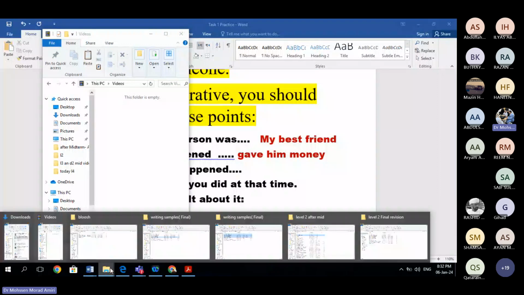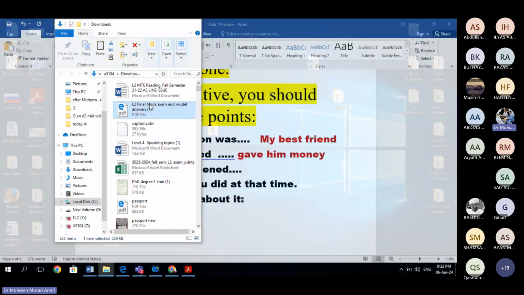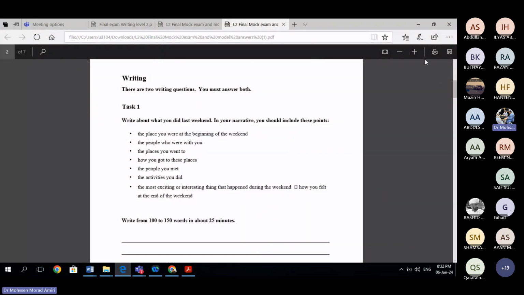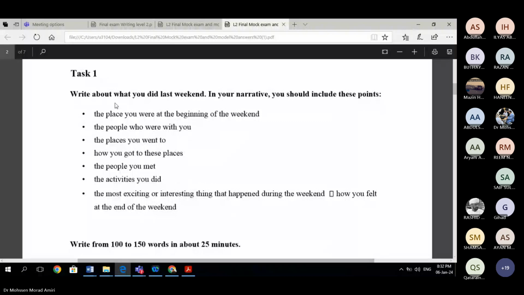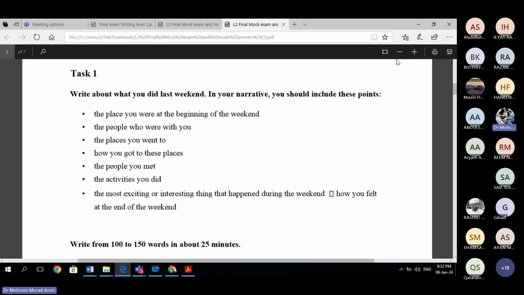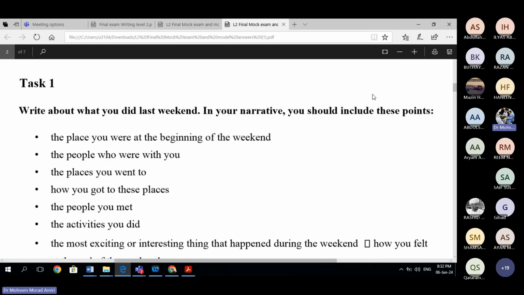So even here, shuf, in this question, let me show you. The question that I sent in the group here. Look here. For example, the place. Write about what you did last weekend. So last weekend, what did you do? Maybe you don't remember. Maybe you didn't do anything, but you need to make a story. Shabab, you should. We don't care if you write honest things or not.